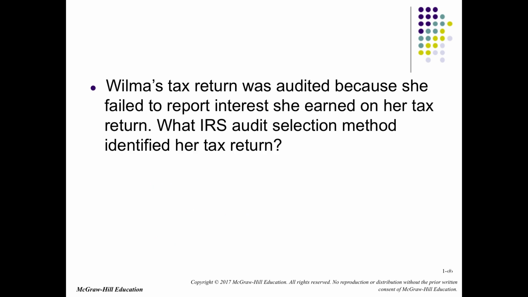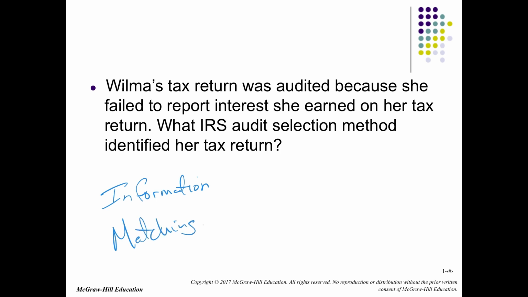All right, so the next question is regarding Wilma. And Wilma's tax return was audited because she failed to report interest earned on her tax return. What IRS selection method identified her return? So this is a fun one, right? Because the IRS has gotten really smart. And again, since things are electronic, it's gotten a lot easier. So the IRS uses what's called information matching.